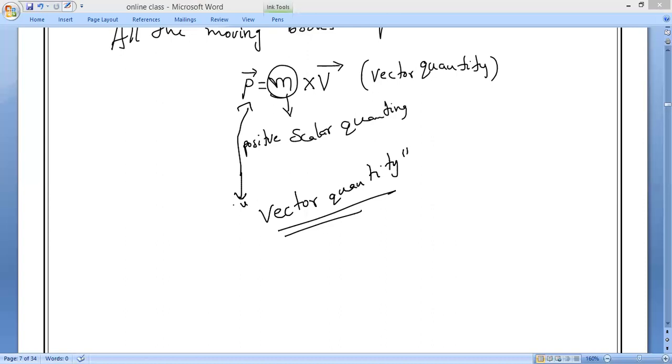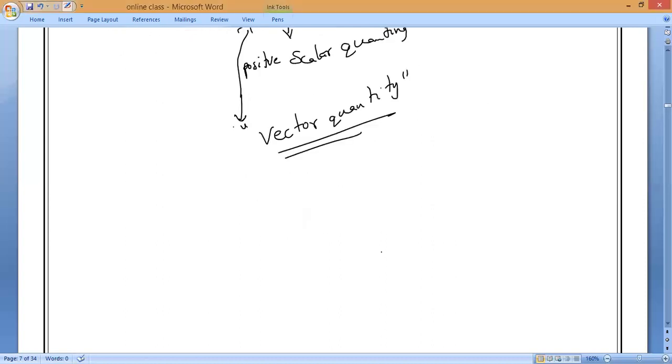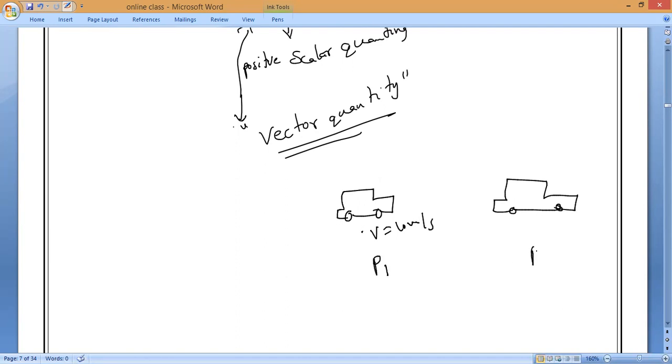They have given a body changing its velocity. Suppose initially the body is traveling at 10 meters per second, so the initial velocity is 10 meters per second. Now the velocity increases to 50 meters per second. The initial momentum is P1 and the final momentum is P2. Do you understand? That is what you have to remember.